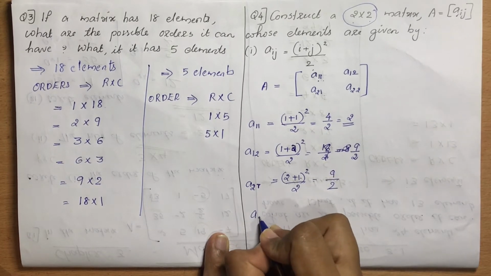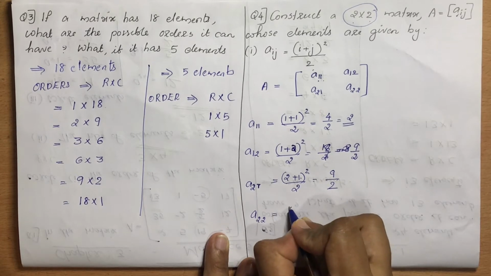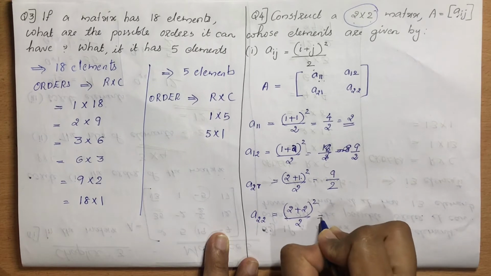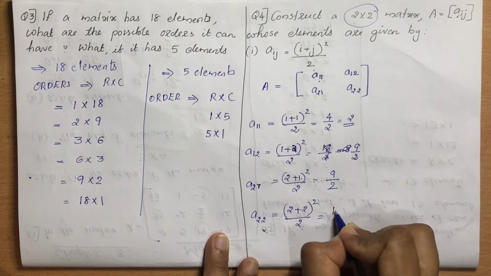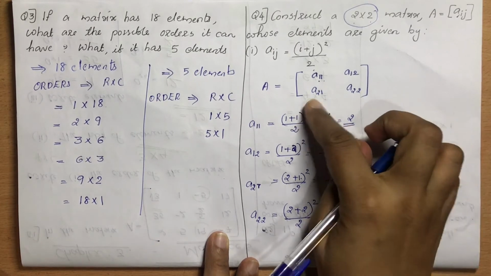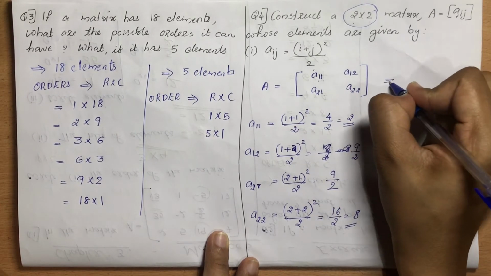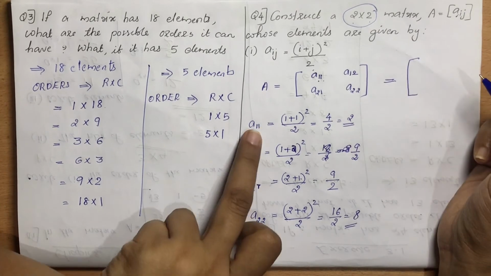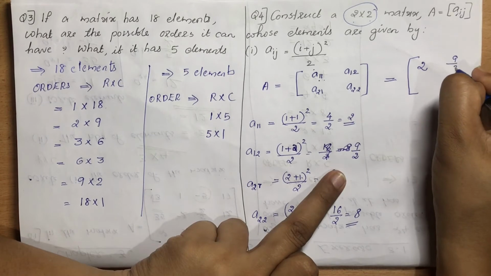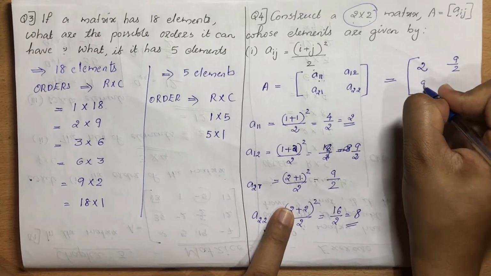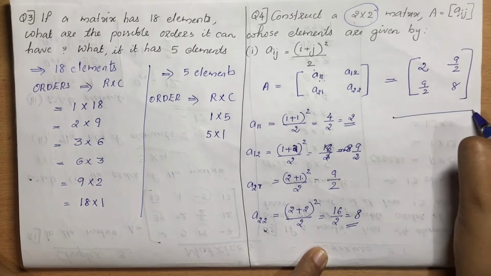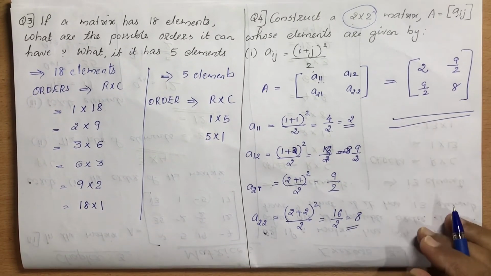Next A22. A22 means (2 plus 2) the whole square by 2. 2 plus 2 is 4. 4 square is 16. 16 by 2 is how much? 8. So now we can write the values over here. This is the matrix, right? A equal to: A11 is 2, A12 is 9 by 2, A21 is 9 by 2, A22 is 8. So this is the 2 by 2 matrix. This is the answer. Like this we can find the values.